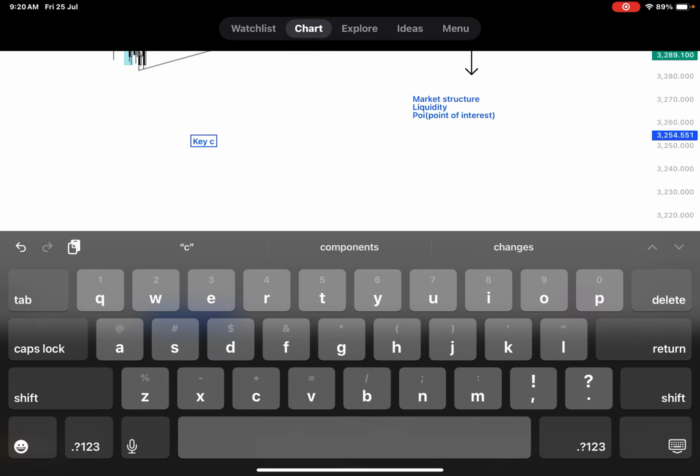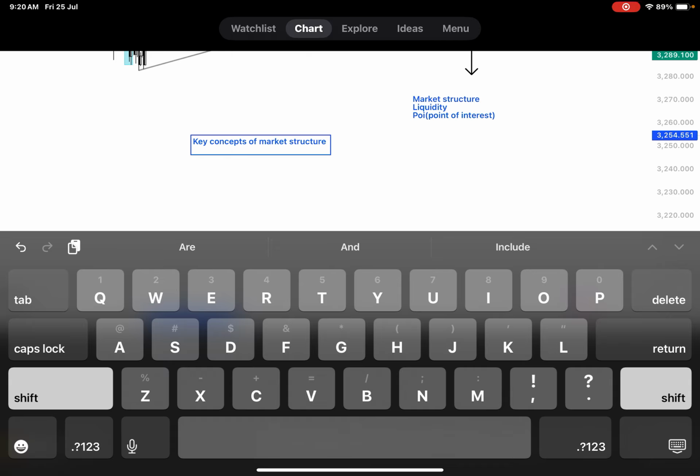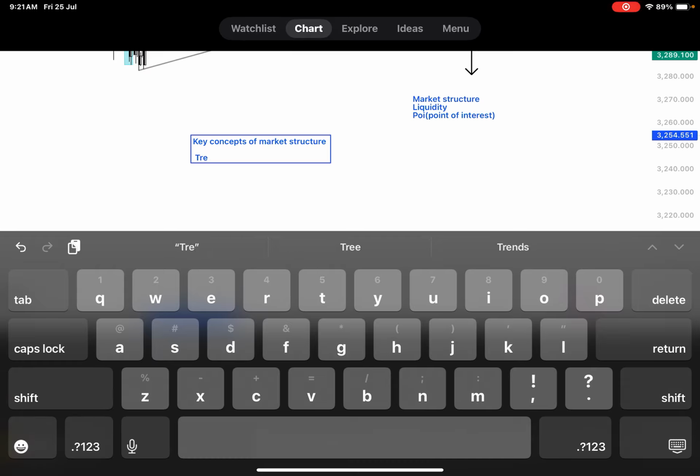Talk about the key concepts of market structure. When we talk about the key concepts of market structure, what do we have? The first one, one of the key concepts of market structure, is trend.